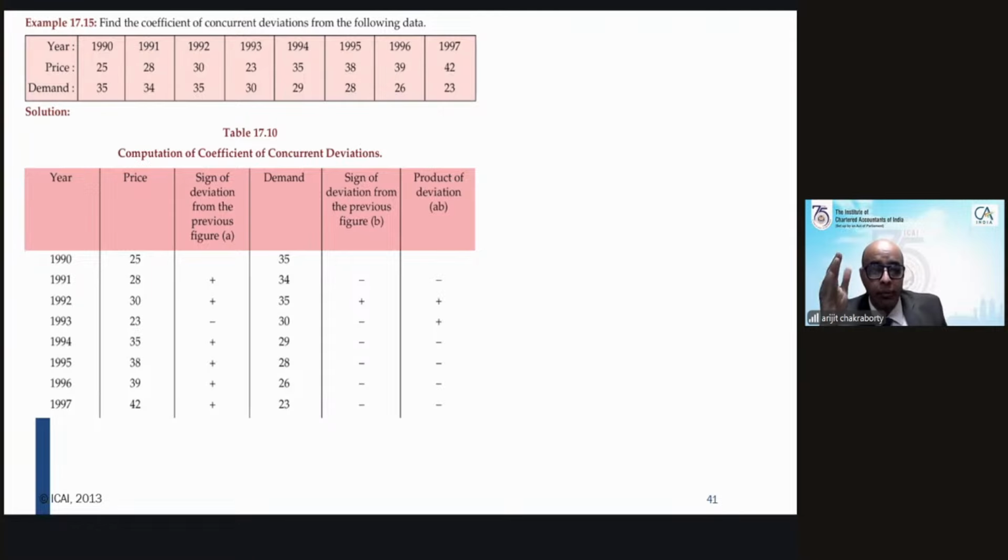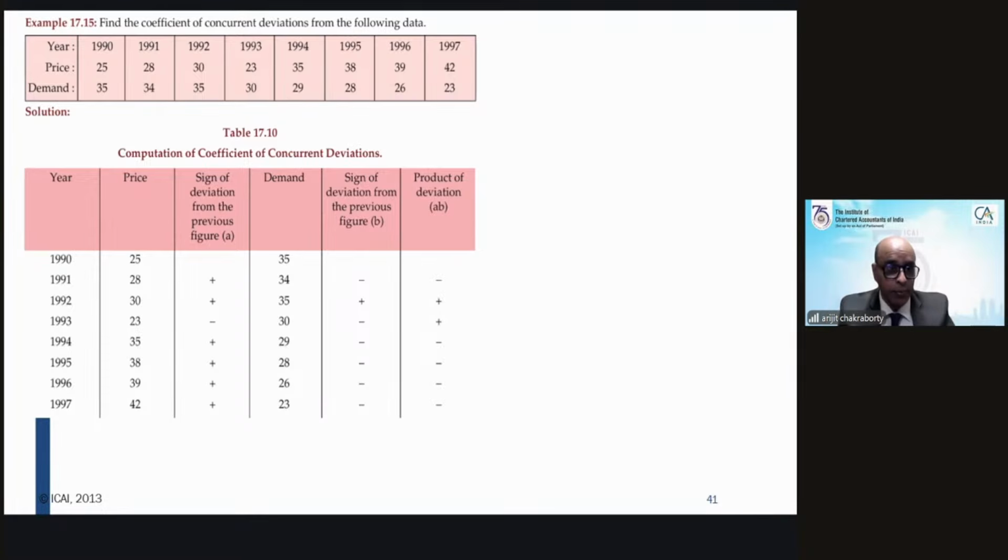इस तरह से हम लोग डिमांड का कॉलम जो है, साइन ऑफ डेविएशन फॉर द डिमांड भी कैलकुलेट कर रहे हैं, और फ्रॉम देयर प्रोडक्ट ऑफ द डेविएशन. प्रोडक्ट ऑफ द डेविएशन मींस दोनों साइन का प्रोडक्ट. 1991 प्राइस का डेविएशन साइन इज पॉजिटिव, लेकिन 1991 में डिमांड का डेविएशन साइन इज नेगेटिव. सो हम लोग ये दोनों साइन का प्रोडक्ट निकालेंगे, प्लस इंटू माइनस, इट गिव्स यू माइनस. सो प्रोडक्ट ऑफ द डेविएशन इज माइनस.